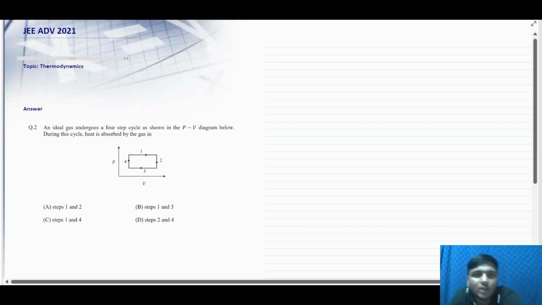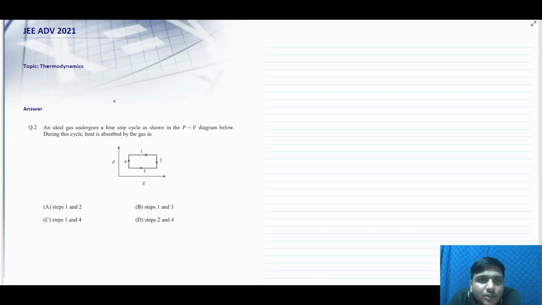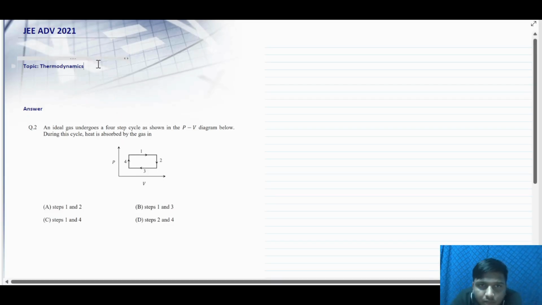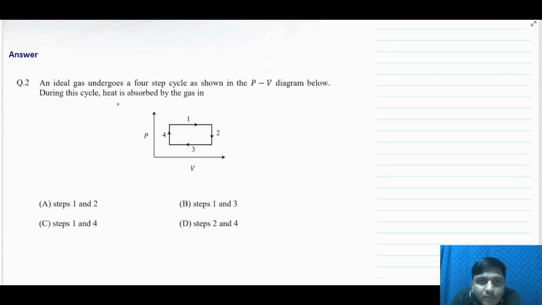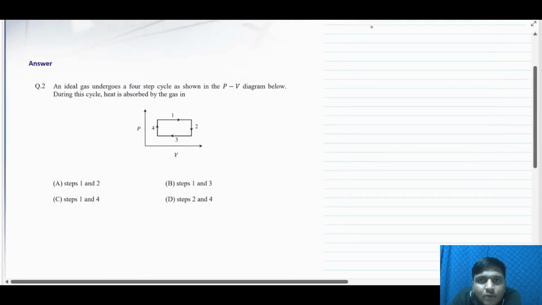Hello everyone. So today we are solving another question of JEE Advanced 2021. This was a question from the topic of thermodynamics. There is a PV graph given, and we have to tell in which of the processes heat is being absorbed by the gas. Some basic formulas will be used here.